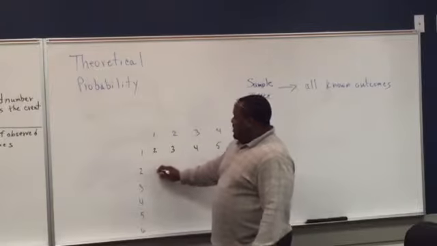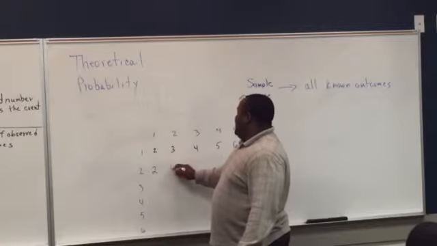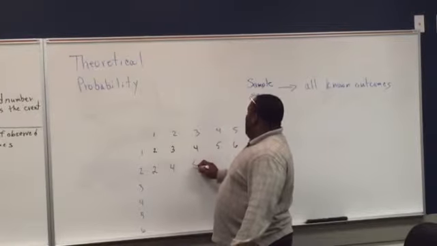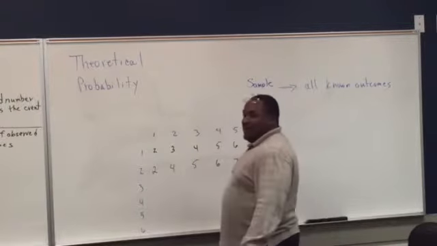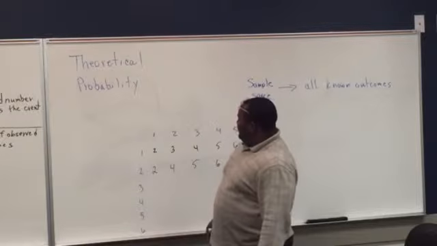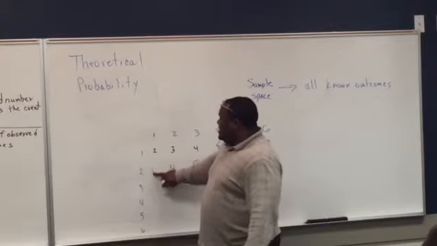If I roll a 2 and a 1, it's 2. 2 and 2 is 4, 5, 6, 7, 8. 2 and 1 is 2? Huh? 2 and 1 is 3, not 2. You're as bad as me. See if you guys pay attention.